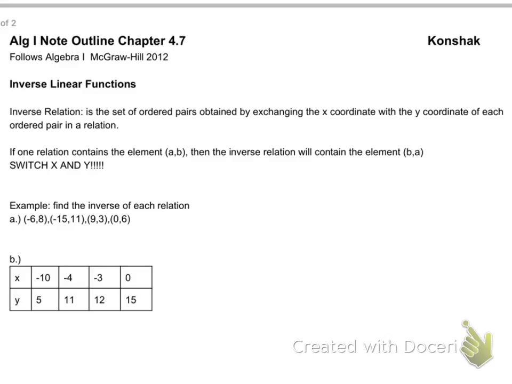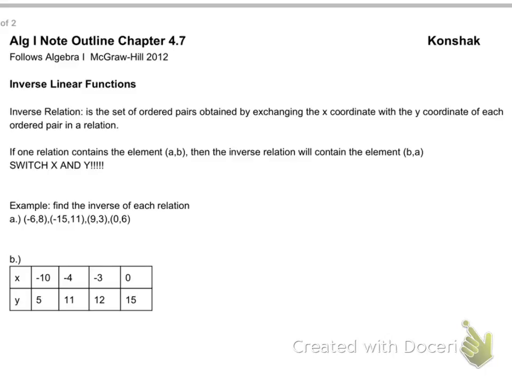So, we got two examples there. One is a set of points and the other one is in a table. Can you create the set of points for the inverse relationship for A? And can you create the inverse table for part B? I'm going to give you guys an opportunity to try these on your own first before we come together.